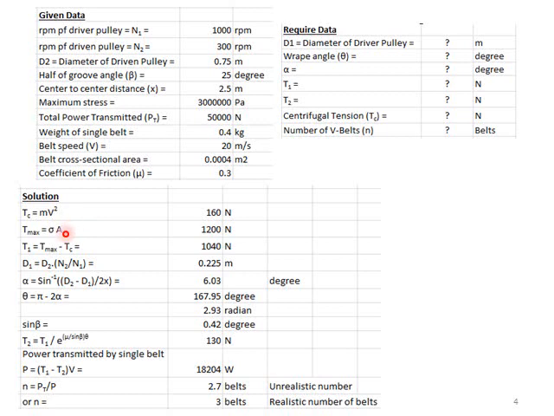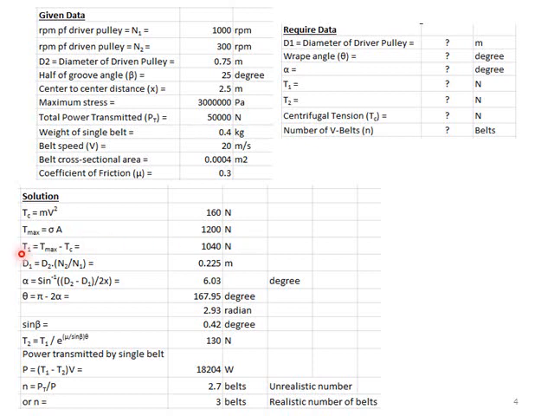It's also taken from the previous lecture. T max is equal to the product of stress into the area. So stress is here, the 3 megapascal, and the area of the belt is 0.0004 meter square. If we multiply both of them, we will get 1200 Newton.